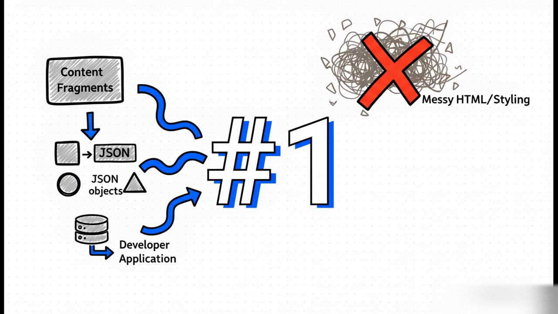You get pure, clean, headless JSON. That's it. There's no messy HTML, no inline styling you have to strip out. You just get the raw data structured exactly like you defined it in your blueprint, ready for your front-end app to just grab and use.